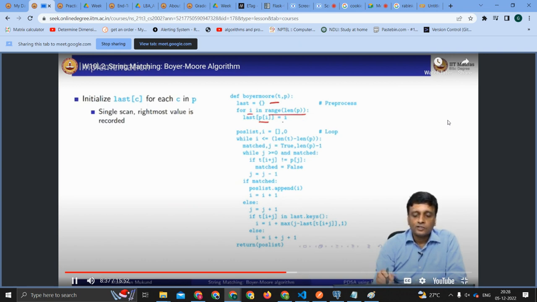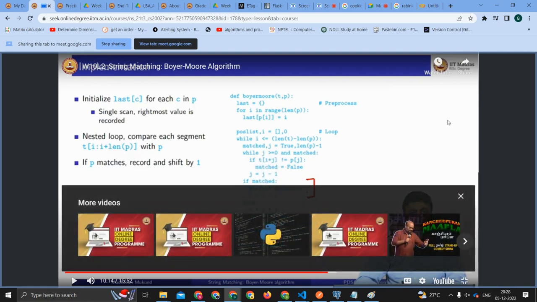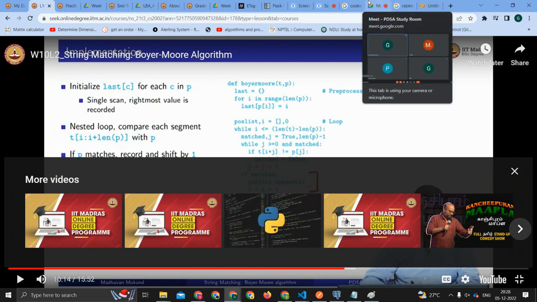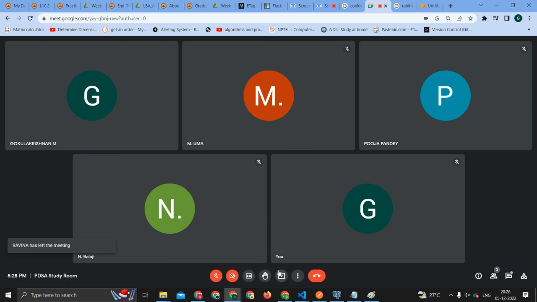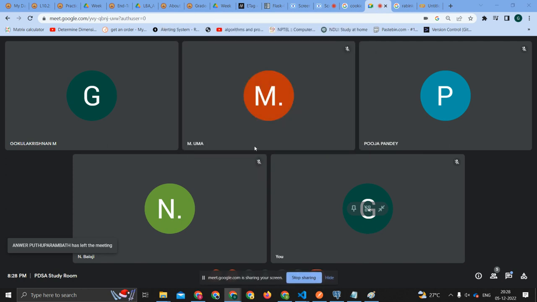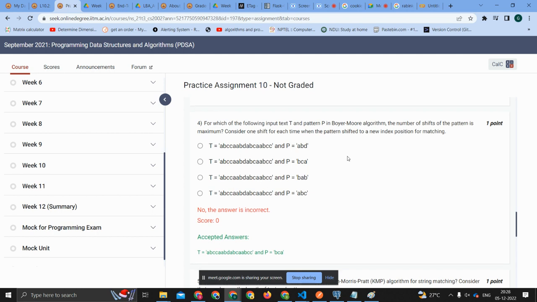So we have the text. I think that was Boyer-Moore. Yeah, got the logic. Yeah, it's easy. So they are asking, consider one shift for each time the pattern shifted to a new index position for matching.